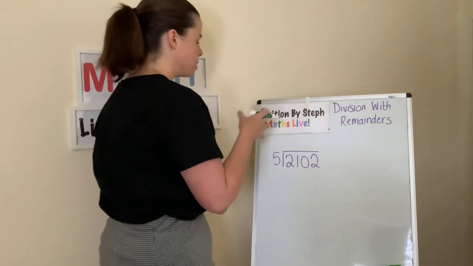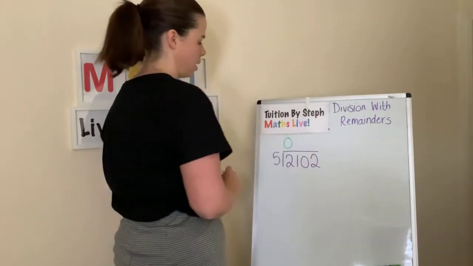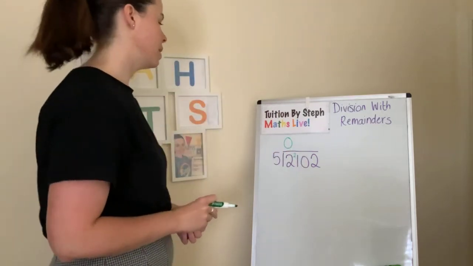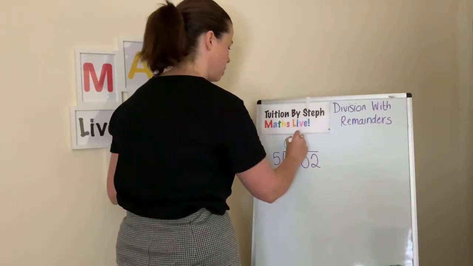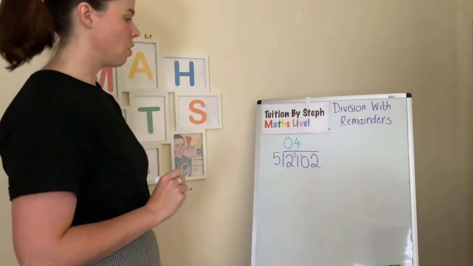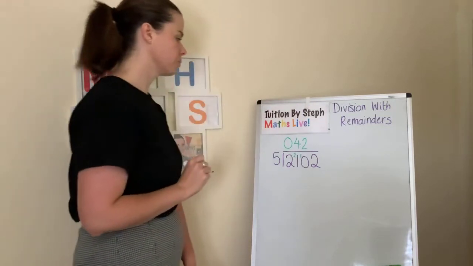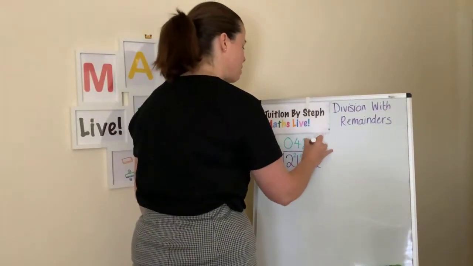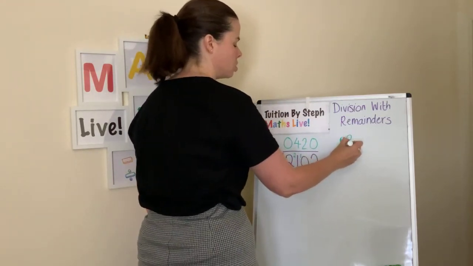So, how many 5s can you fit into 2? 0. Okay, but we carry the 2 across. How many 5s are in 21? So 5, 10, 15, 20. So 4, and there's 1 left. So we carry that across. How many 5s are in 10? That's nice. 2 wholes. And how many 5s are in 2? Well, there's 0, but there is a remainder of 2.